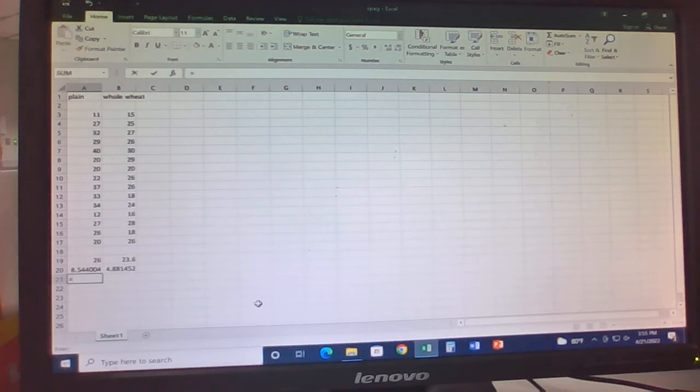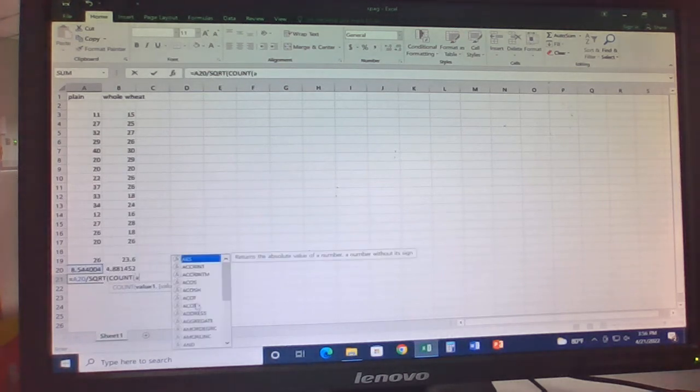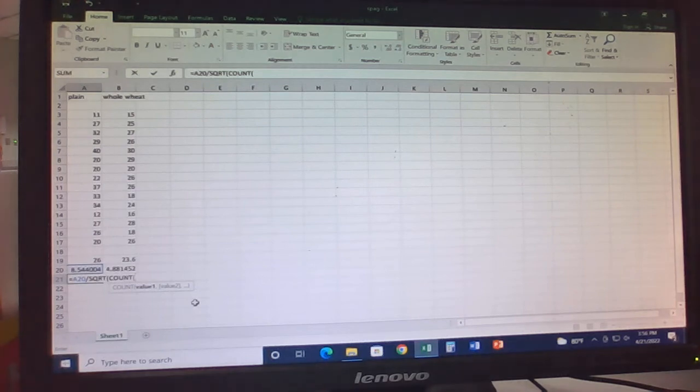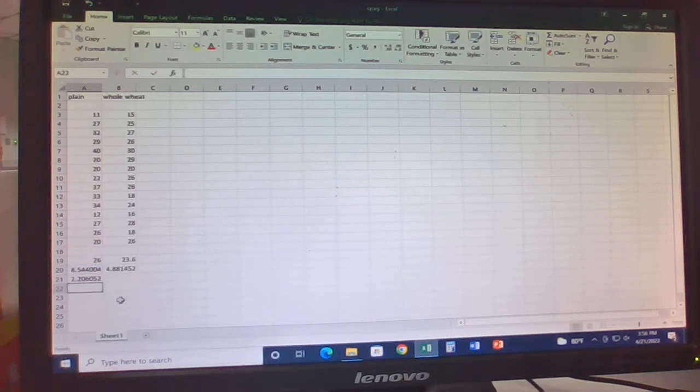Okay. Now I tell it to find standard error for me. The formula for standard error is equals, and then you have to put in the box that has your standard deviation. So I'm putting in A20, because that is the square that has standard deviation in it. Slash SQRT, open parentheses, count, open parentheses. Where am I counting from? From A3 to A17, close parentheses, close parentheses. And there's my standard error, 2.21, because I'm going to round that up.